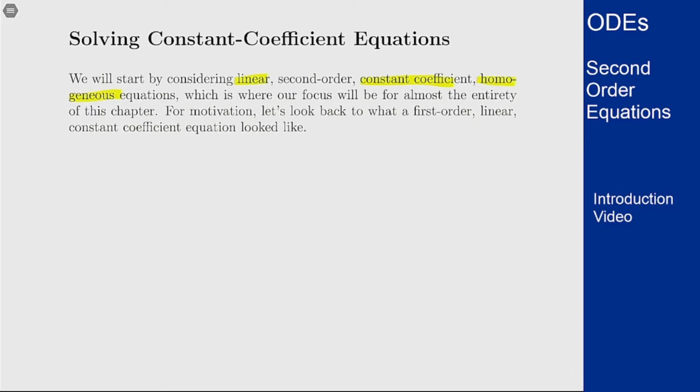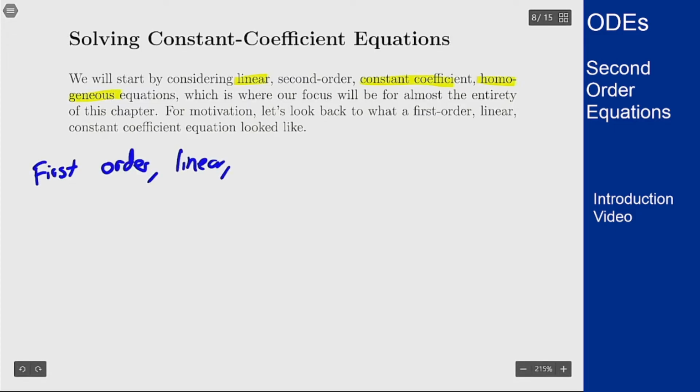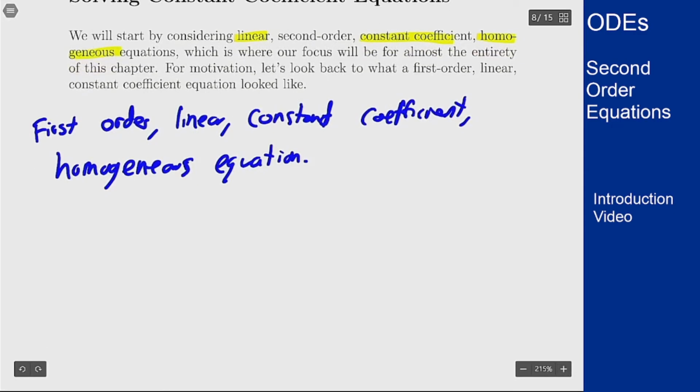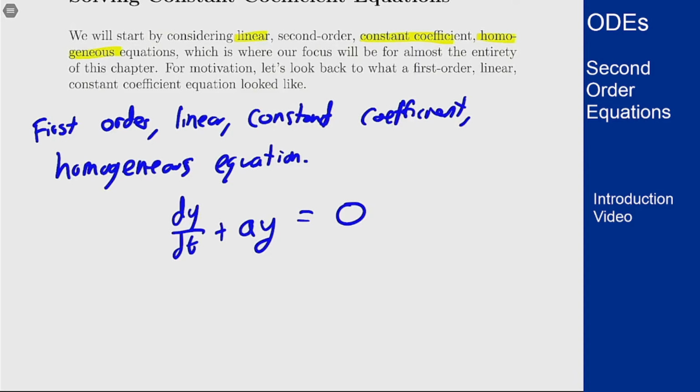To see where we're going to head with this, let's start back and look at what this would look like for a first-order equation. What is a first-order linear, constant coefficient, homogeneous equation? Well, that's going to be dy/dt plus some constant a times y equals 0. Because we have first order, we have constant coefficient, so this here cannot depend on t at all. And this is just homogeneous, so the 0 on this side.